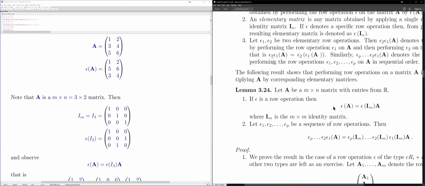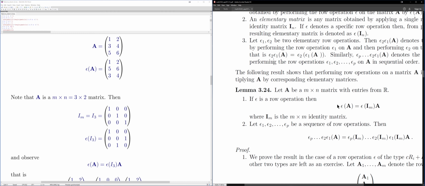Alright, so this over here is in order to justify getting the inverse of a matrix via row operations. This really is the key result that we want to consider. So this one is important for us.